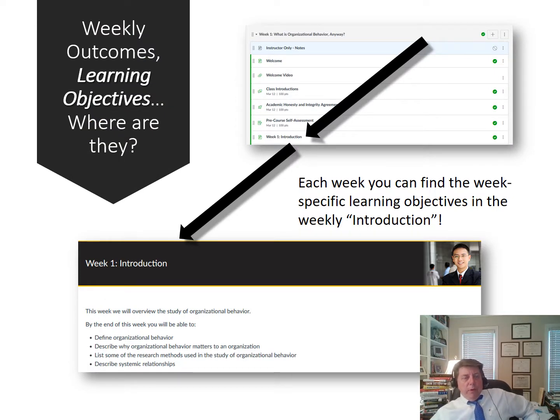Now, each week, those course objectives are split out, divided, segregated week by week. Where can you find your weekly learning objectives? If again you go to the course landing page and take a look at the modules view and go to the week in question, week 1, week 2, week 3, you'll find your weekly introduction. When you open up your weekly introduction, you'll find, again, prominently displayed in the middle of the page, all of your learning objectives.